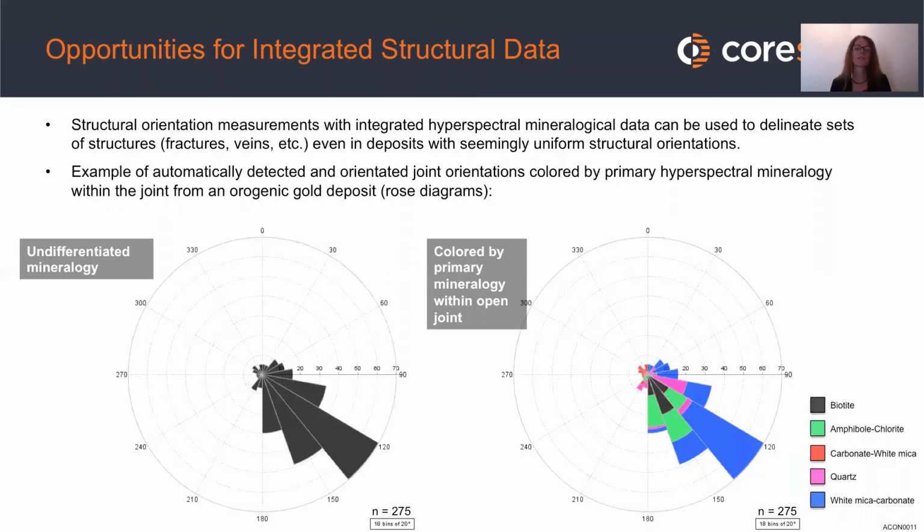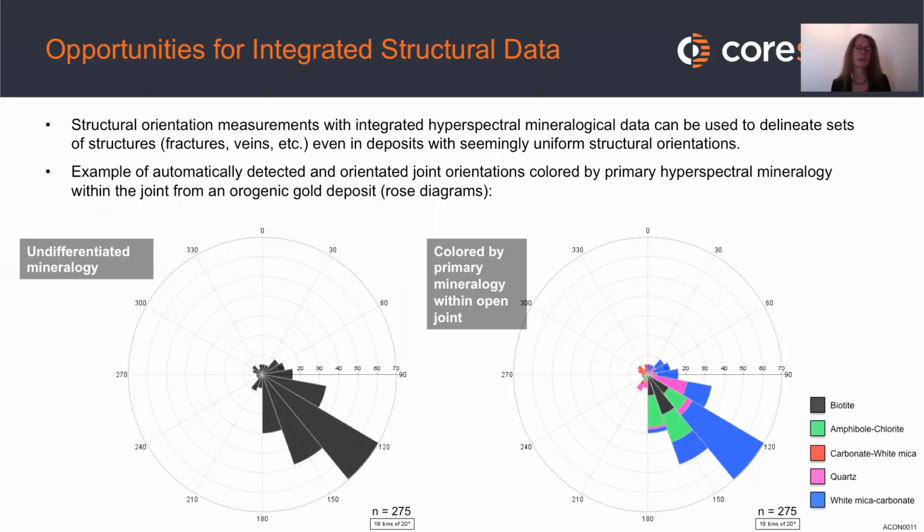So what are the opportunities for integrating this? Well, once we know the structural orientations, which we've automatically pulled out of the data, we can then interrogate the hyperspectral mineralogical data, put these two data sets together. And what this allows us to do is delineate sets of structures, whether that be fractures, veins, joints, even in deposits where we have seemingly uniform orientations. So here's an example of that at the bottom of the screen.